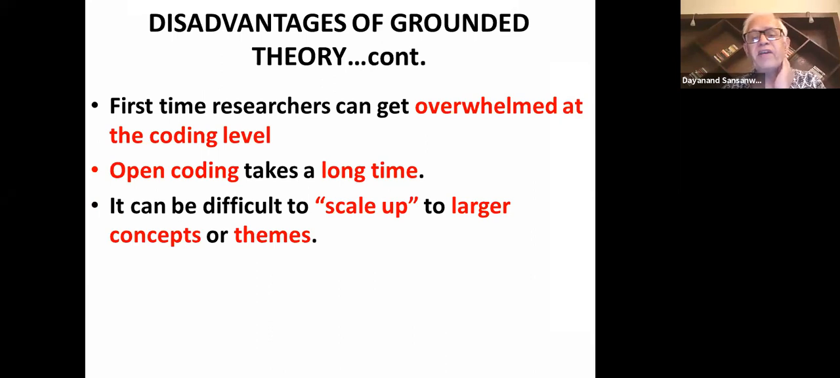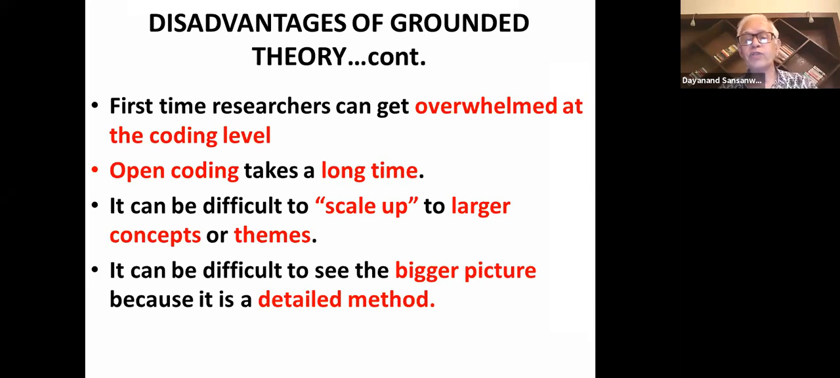It can be difficult to scale up to large concepts. It is not easy to come up with a particular theory. Very difficult.